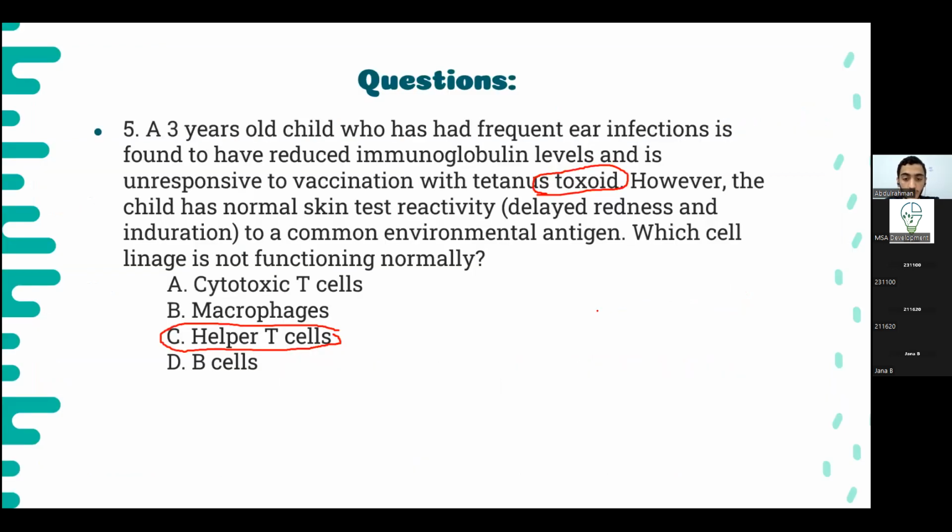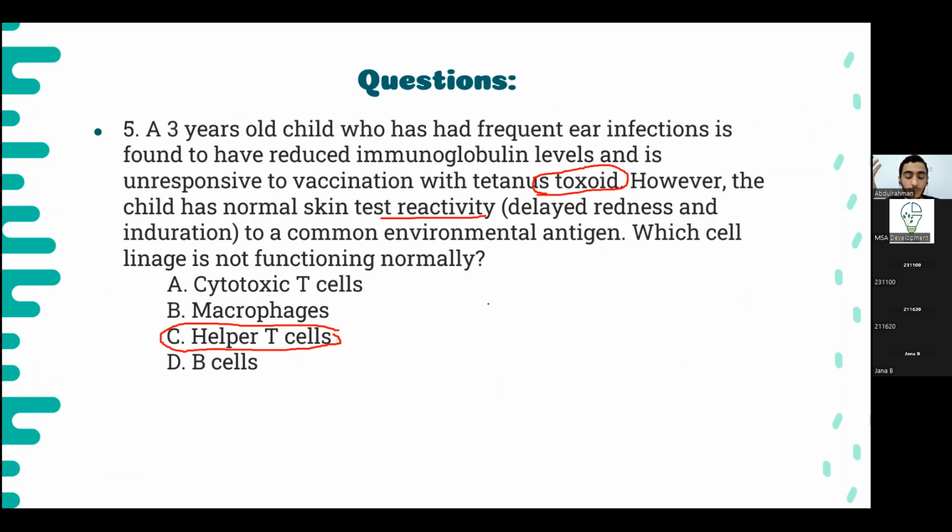But he isn't being responsive to vaccination. Wait, where? So to have reduced immunoglobulin levels and as unresponsive to vaccination with tetanus toxoid. No, he is unresponsive to vaccination with tetanus toxoid means, okay, that's true. He's not developing the memory. But here it says that there is normal skin test reactivity. Okay, honestly, I'm not sure anymore. You do have a point.